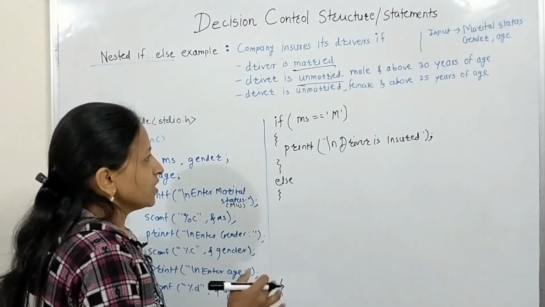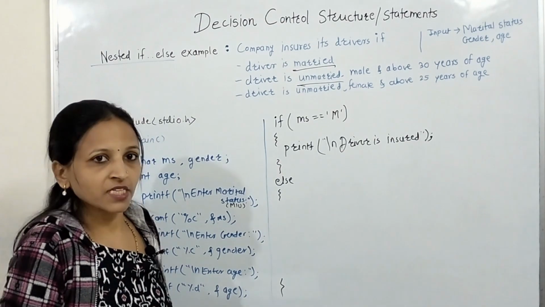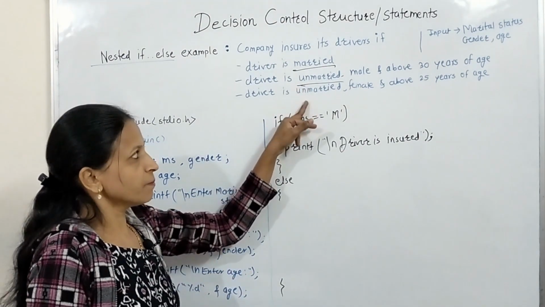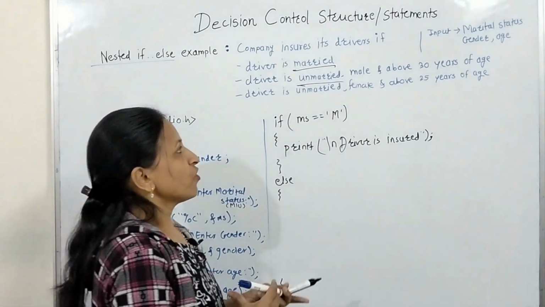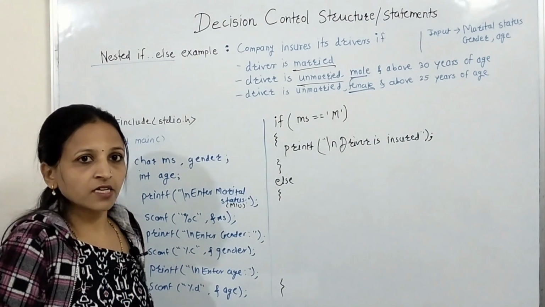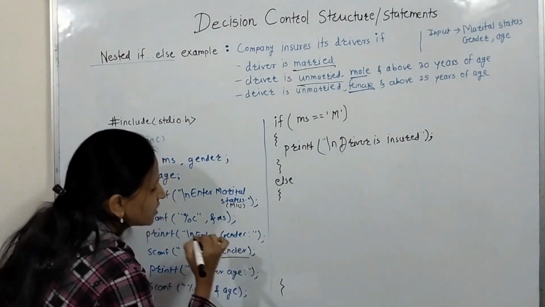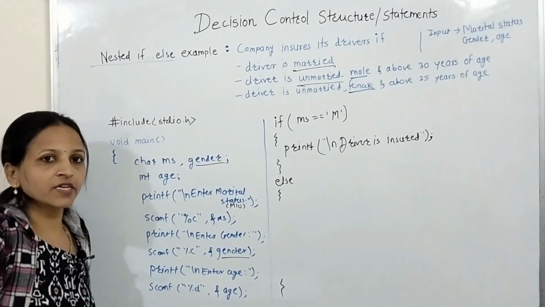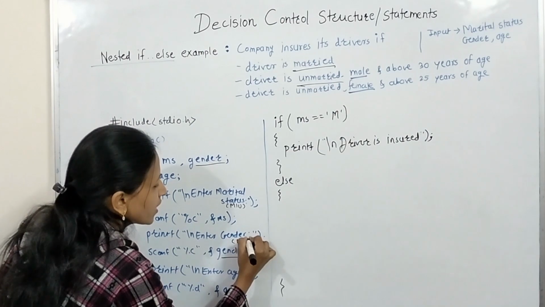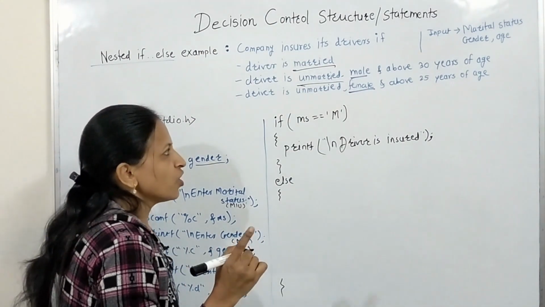Now next point, we will check whether the driver is male or female in that case. This is the second condition. If the driver is unmarried, then we have to check whether male or female. Its gender we have to check now. For that the variable is the gender variable, in which we have already stored whatever the gender is, M or F, like male or female. Now we have to check for that.